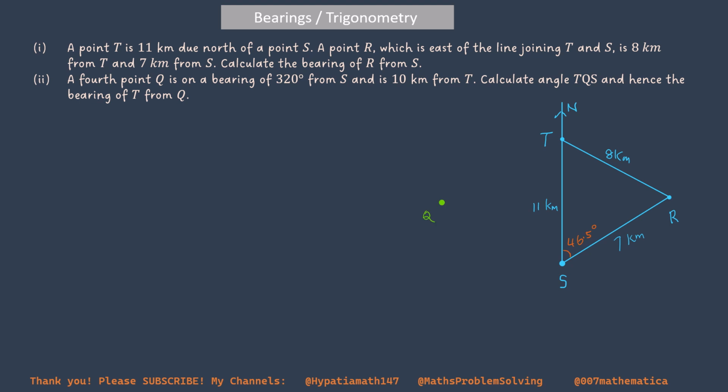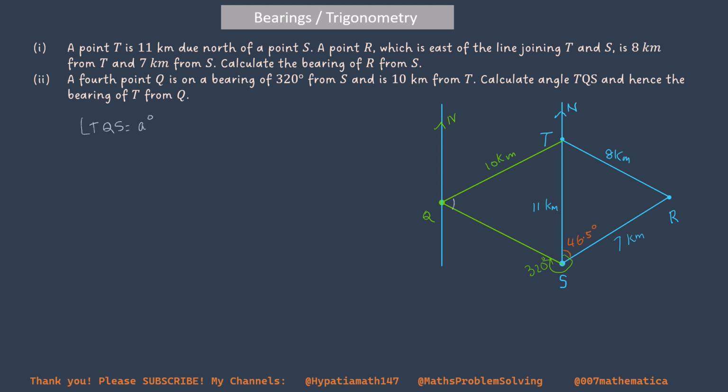Now for part 2, we need to draw the point Q, which is on a bearing of 320 degrees from S. So this is our point S. We do the 320 degrees from the north line clockwise again, and this point is 10 kilometers away from T. And now we need to work out the angle TQS, which is this angle, and hence the bearing of T from Q. So when they say bearing, we have to draw the north line again, which I did.